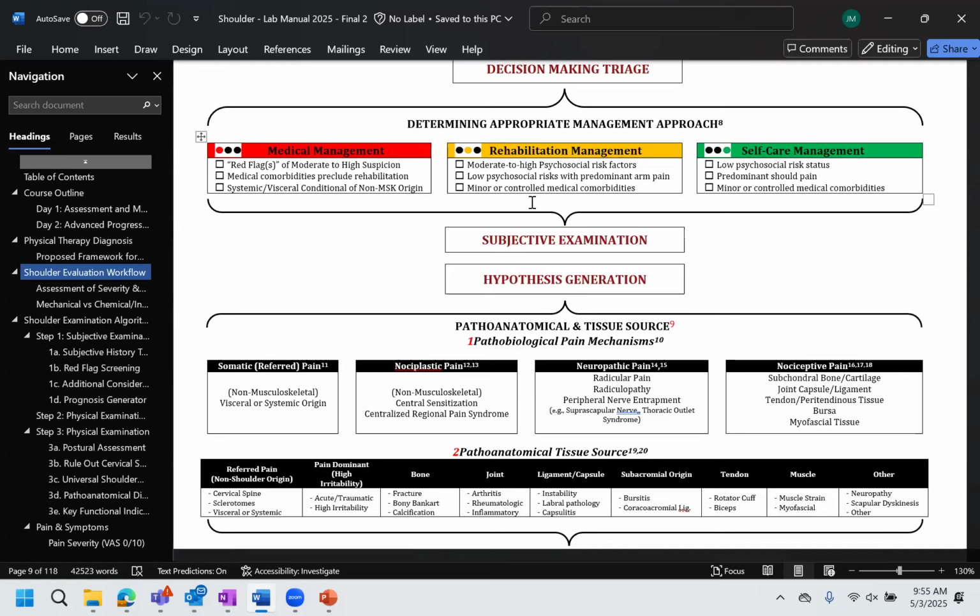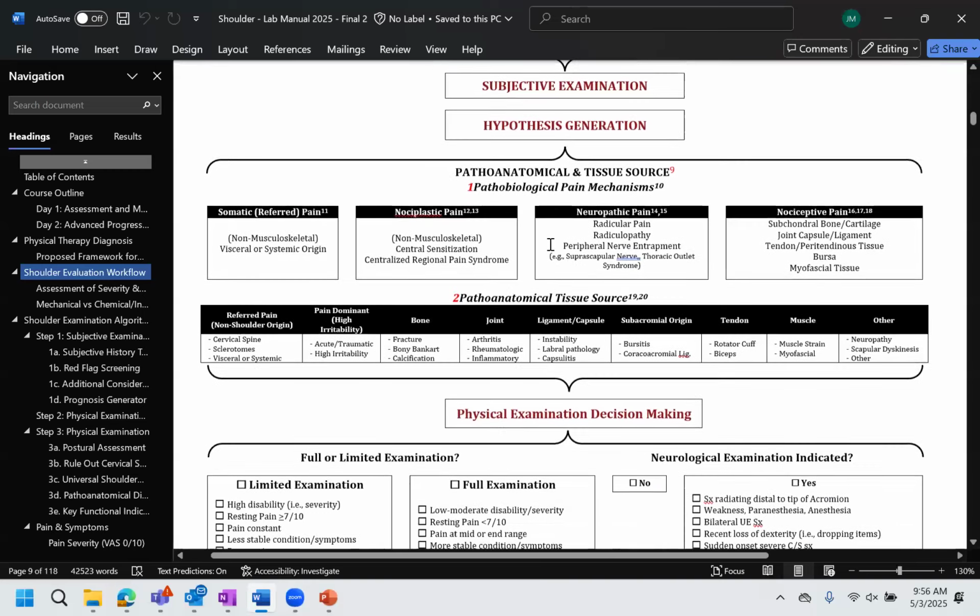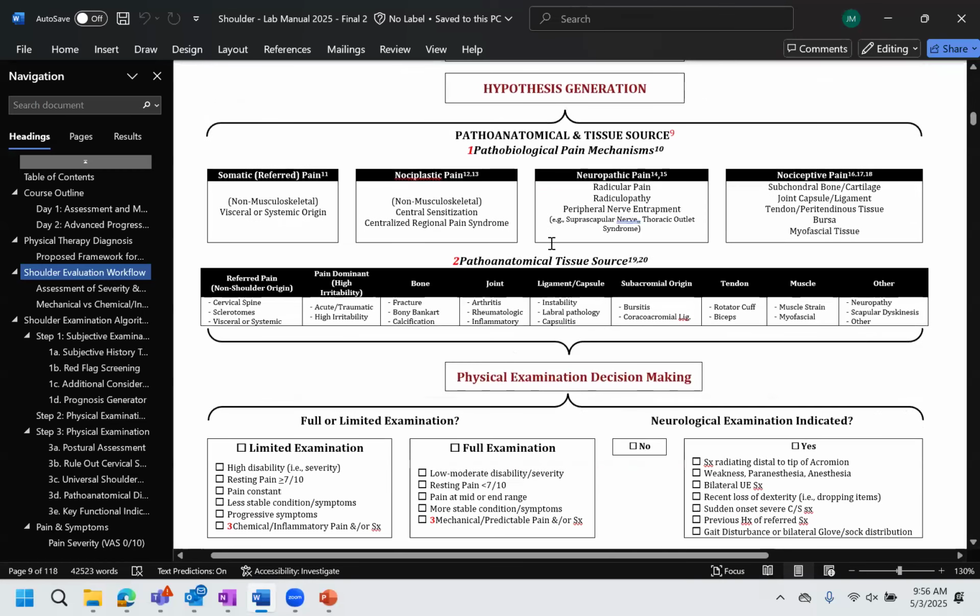And/or are they more in a self-care management model where they only need physical therapy services? You don't need to lean on other healthcare professionals and get them involved. And that all kind of starts and plays into your subjective examination. Then is your hypothesis generation. I've lumped these into 4 major categories because of the pain, like what type of pain are they experiencing? Is it somatic? Is it nociplastic? Is it neuropathic? Or is it nociceptive? Right?